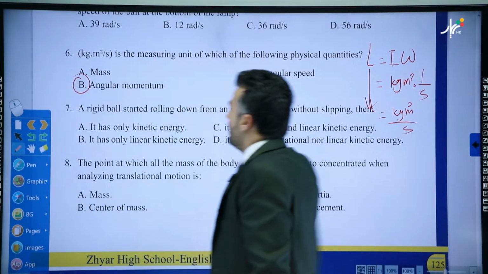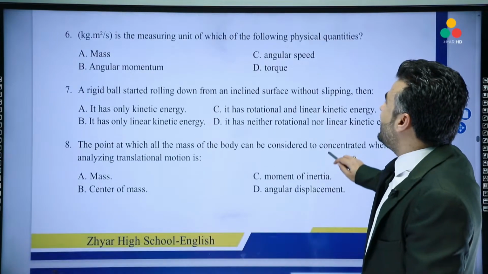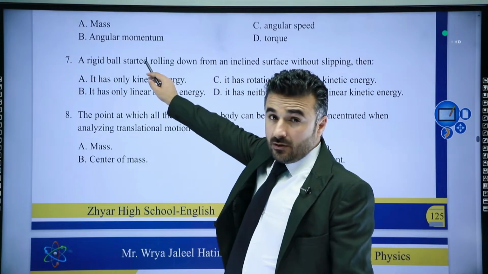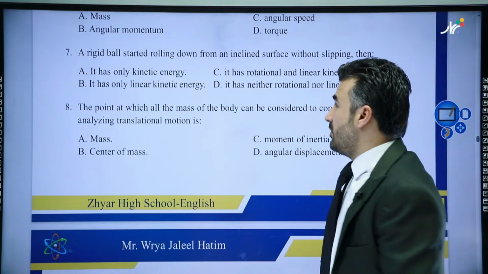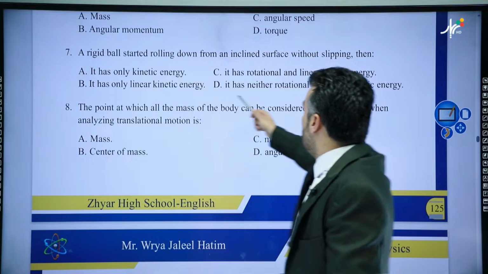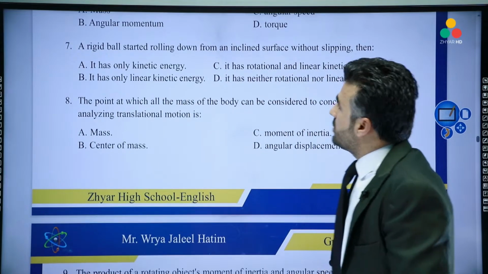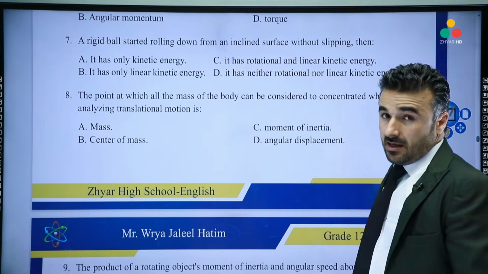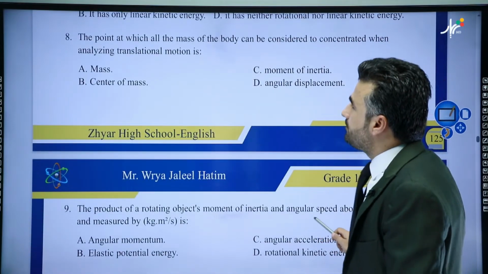All right. Question 7 says, a rigid ball starts rolling from an inclined surface without slipping. Then, if it is rolling without slipping, that means there is rolling here. So which one of these options will be correct? It has only kinetic energy, or it has rotational and linear. It has only linear, it has neither, and of course it has both rotational and linear kinetic energy. Because it is a rigid ball that starts rolling from an inclined surface without slipping, as long as there's rolling, moving, it has both types of kinetic energy.